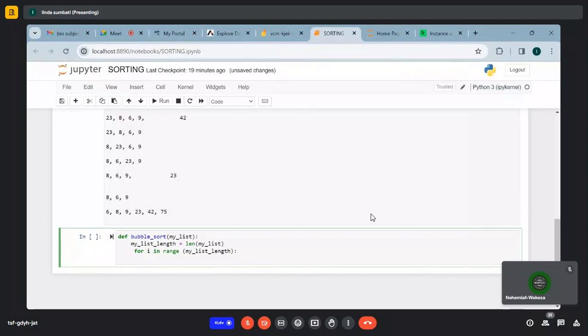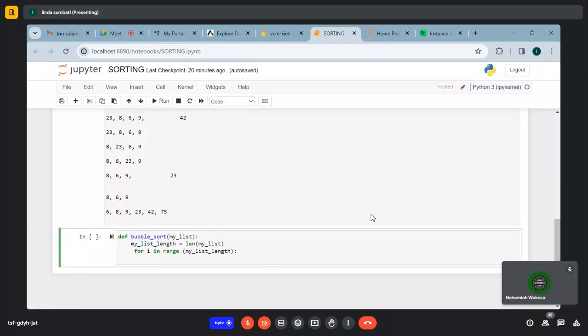So let's do this. The I is iterating, and this will be our outer loop. Our outer loop will iterate as many times as the length of the list. It will be going through that 23, through that 8, through that 6, through that 9, through that 42, and through that 75. You see?